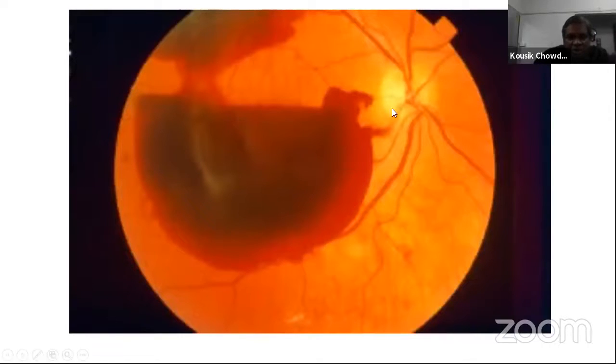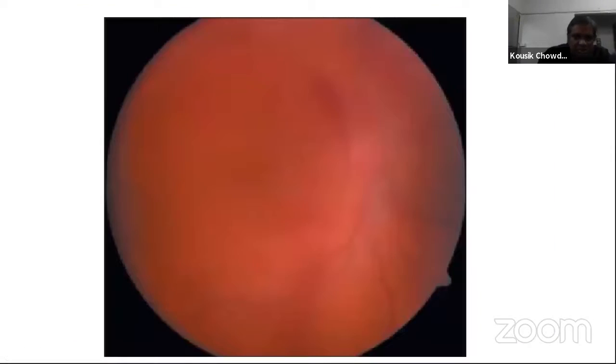These new vessels, as I am saying, are fragile vessels, and they may rupture any time, and if they rupture, then subhyaloid hemorrhage occurs between the retina and vitreous. There is a space called the subhyaloid space, and this boat-shaped hemorrhage is usually called subhyaloid hemorrhage. These are complications of proliferative diabetic retinopathy.